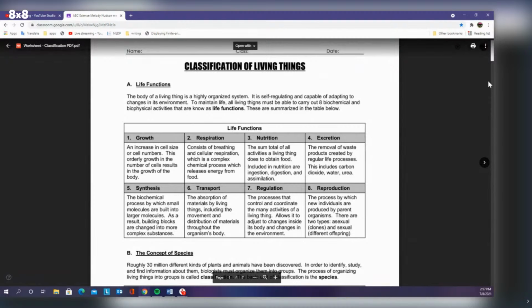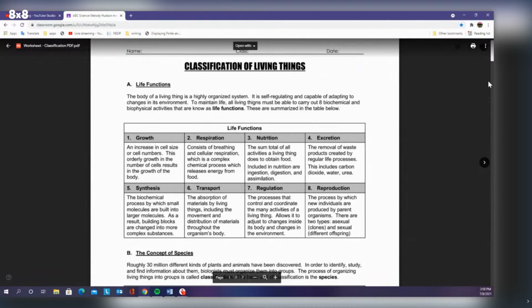And then excretion, which is the removal of waste products by regular life processes, which includes, during the breathing process, carbon dioxide, water in the way of perspiration, and also urea, which is contained in urine. Number 5 is synthesis, in which small molecules are built into larger molecules. We learned about this last week when we talked about DNA and RNA, which is the messenger, which starts the building blocks of proteins. Proteins turn into muscles and more complex substances. So that is synthesis.